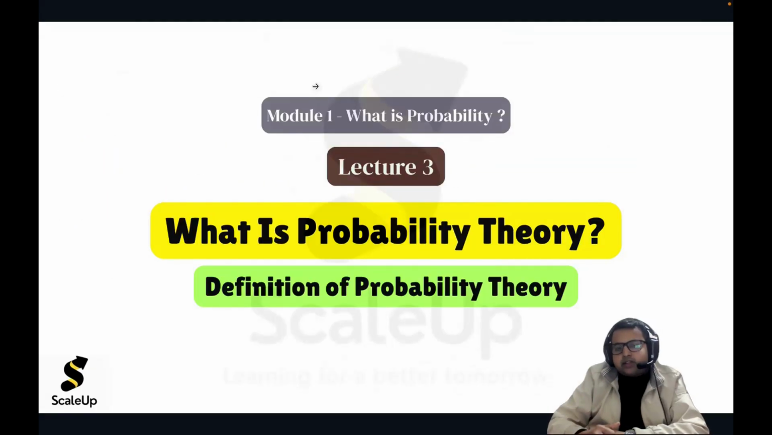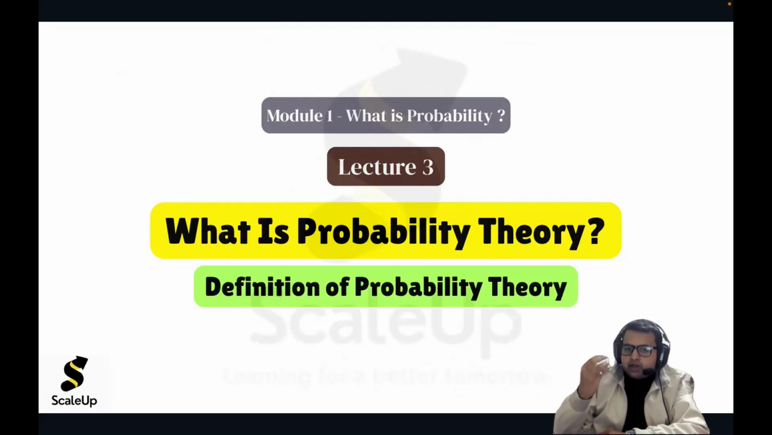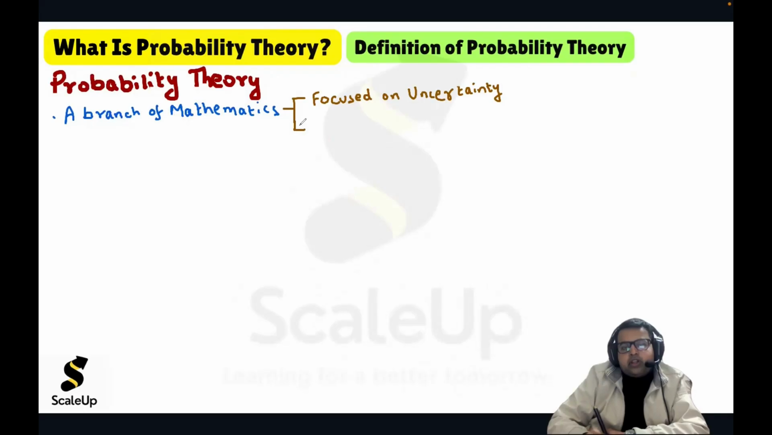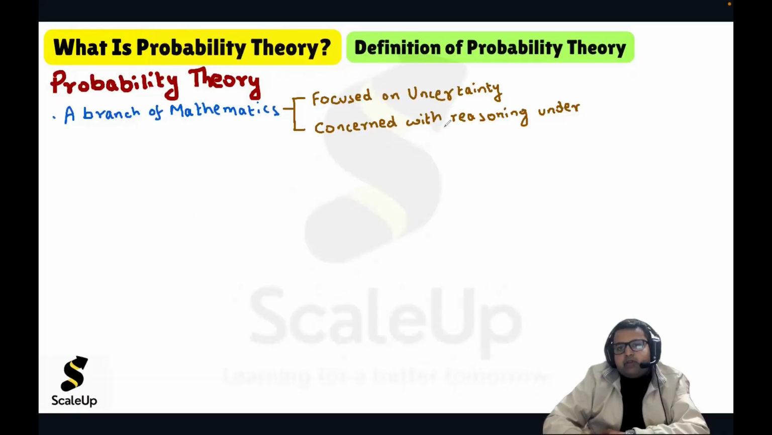Now we will look at the next topic of this lecture, wherein we will be defining probability theory. So we got a feel for the need for probability, we got an understanding. But now we will exactly define probability theory. Probability theory is a branch of mathematics which is focused on uncertainty. It is a branch of mathematics which is concerned with reasoning under incomplete information.